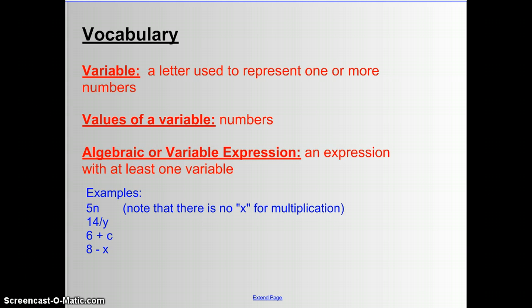Please note that in algebra we don't use x for multiplication because it becomes too confusing. We look at x as a variable. So if you want to denote multiplication, please just put the number and the variable right next to each other.